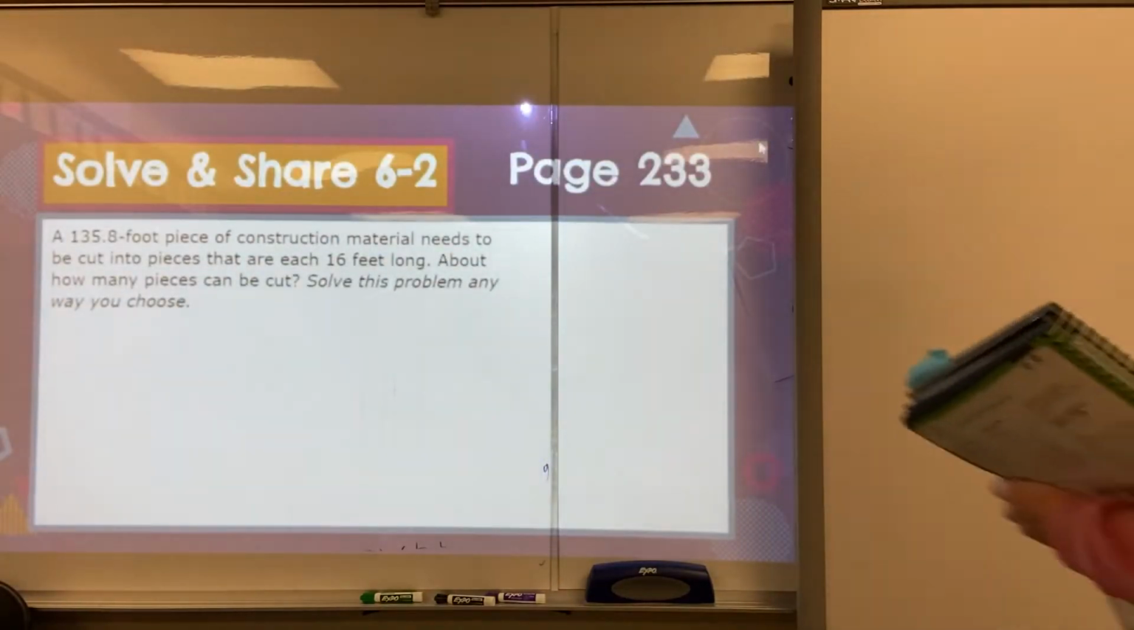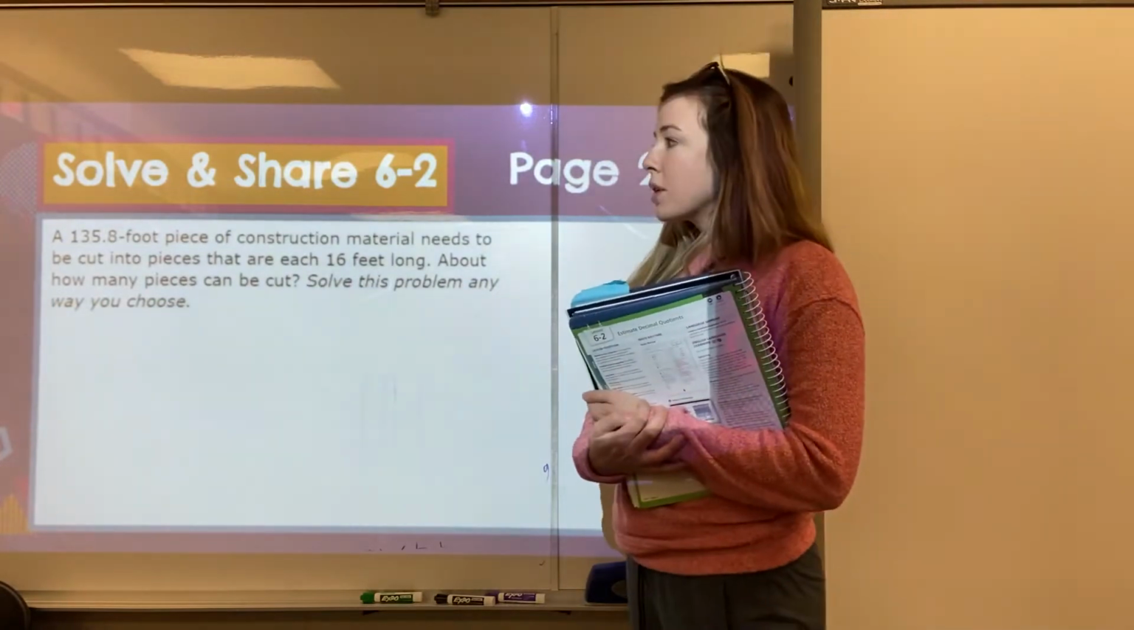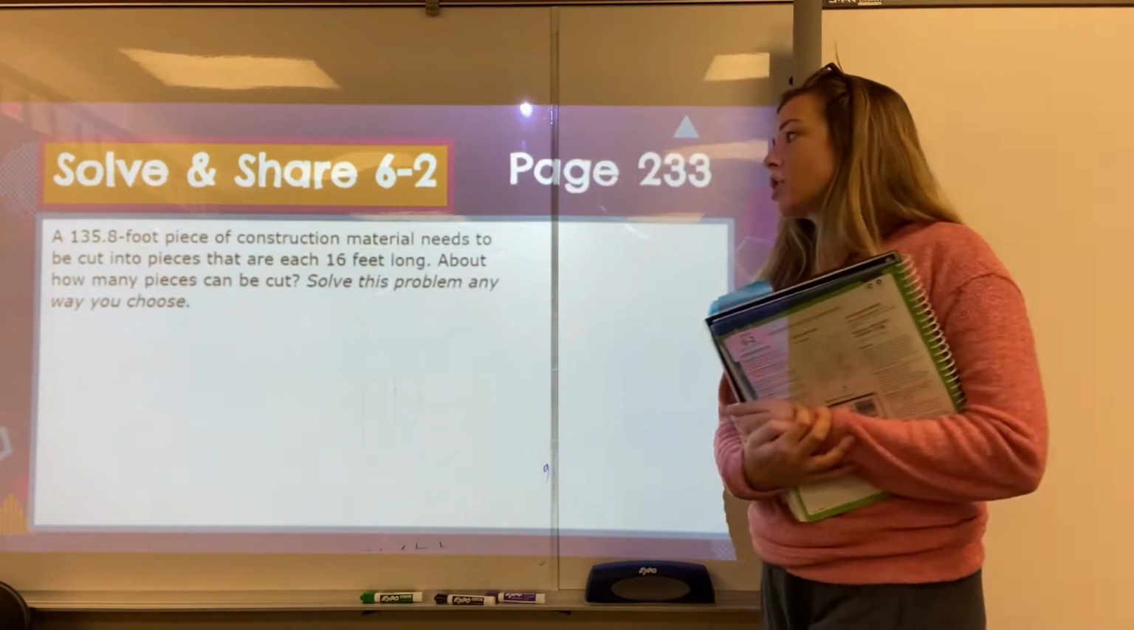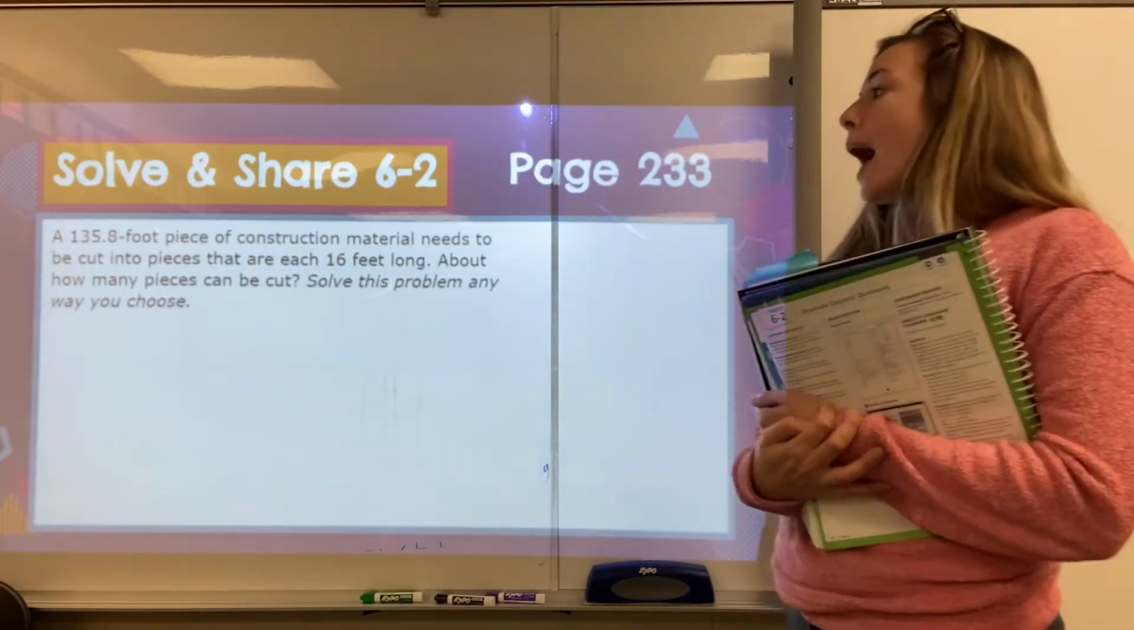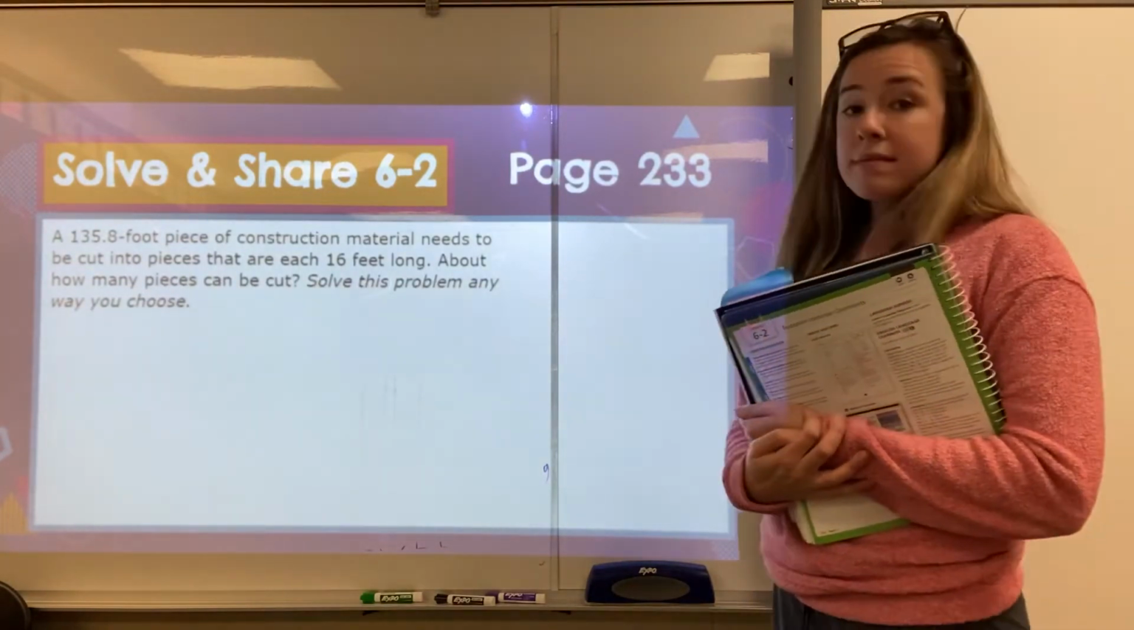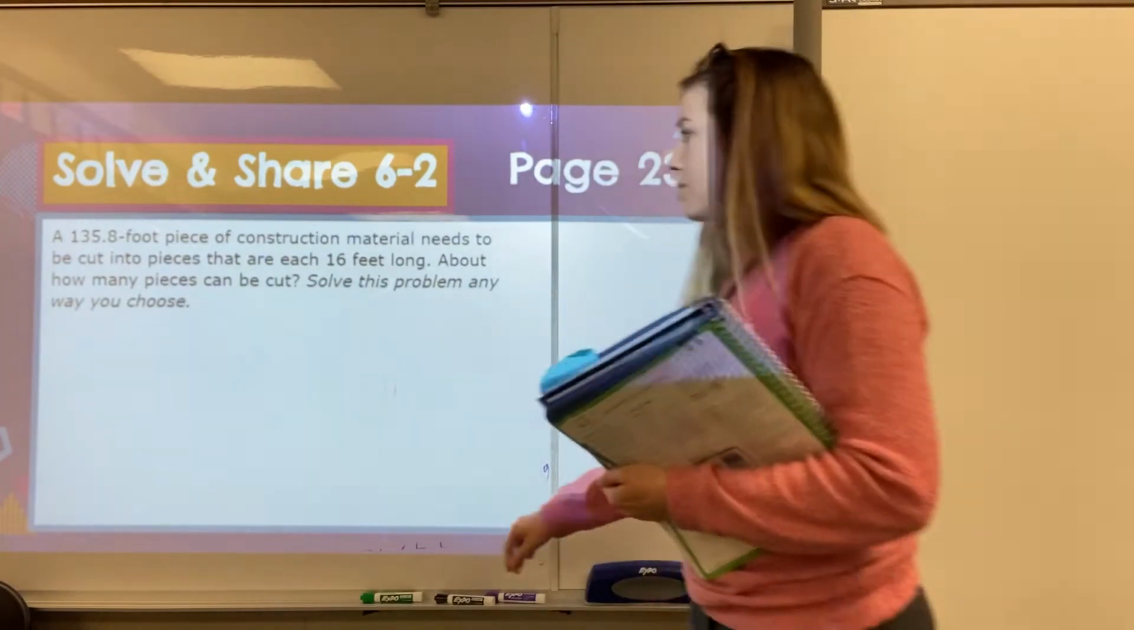All right, here's our solvent share. A 135 8/10 foot piece of construction material needs to be cut into pieces that are each 16 feet long. About how many pieces can be cut? Solve this problem any way you choose.